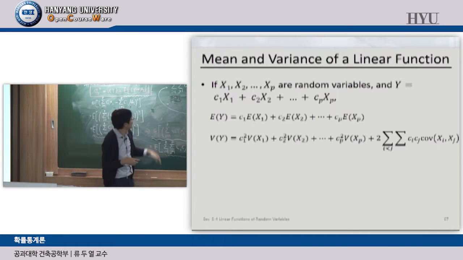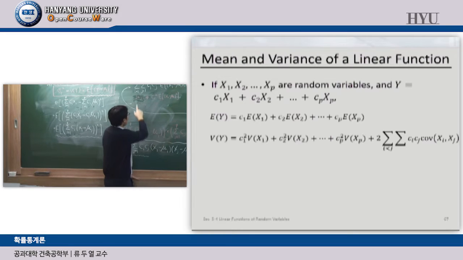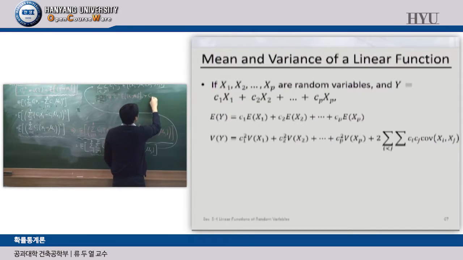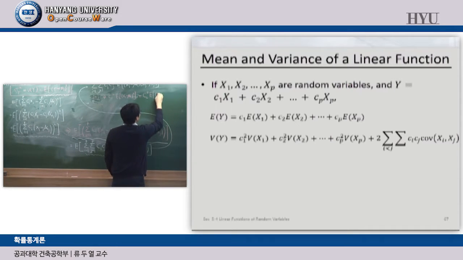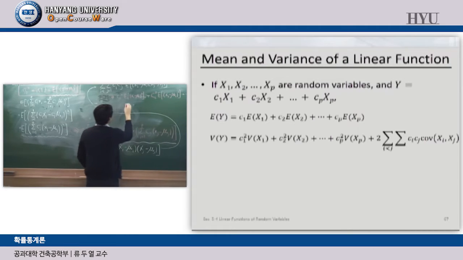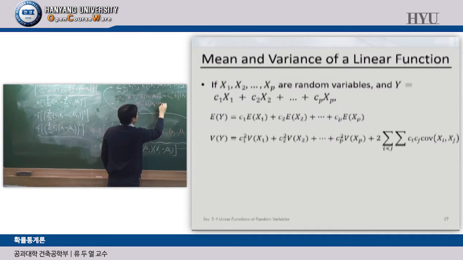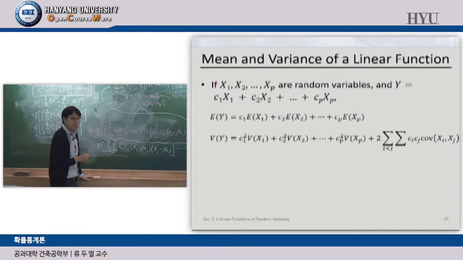So when i is equal to j, this can be rewritten as c_1 squared by E[(X_1 minus mu_X1) squared], okay, because i is equal to j, plus c_2 squared by E[(X_2 minus mu_X2) squared], and so on, plus c_p squared by E[(X_p minus mu_Xp) squared], right? Okay? When i is equal to j.